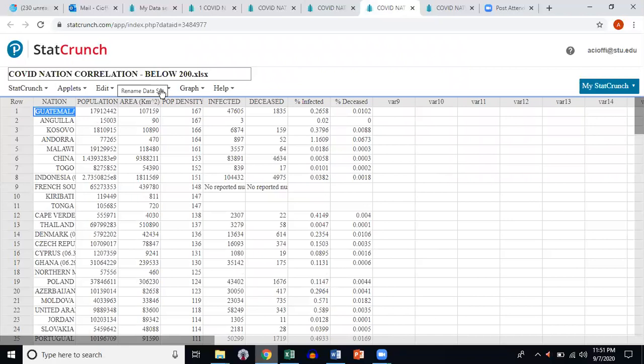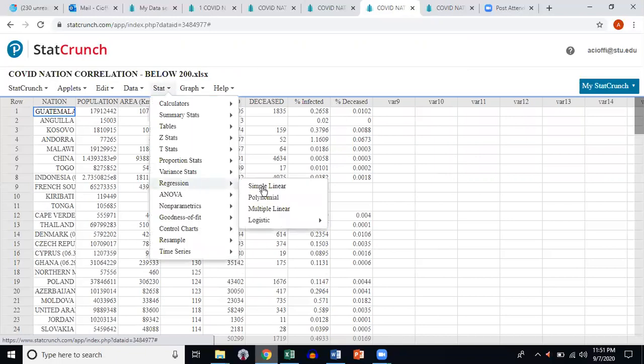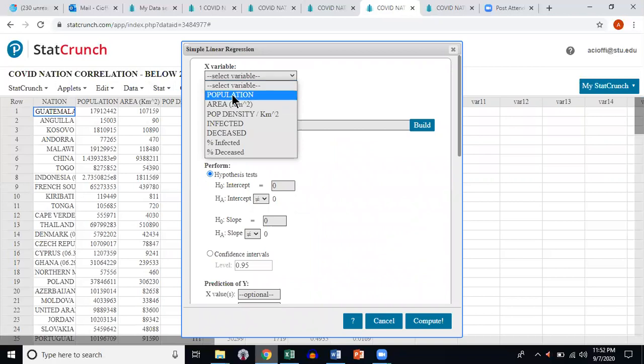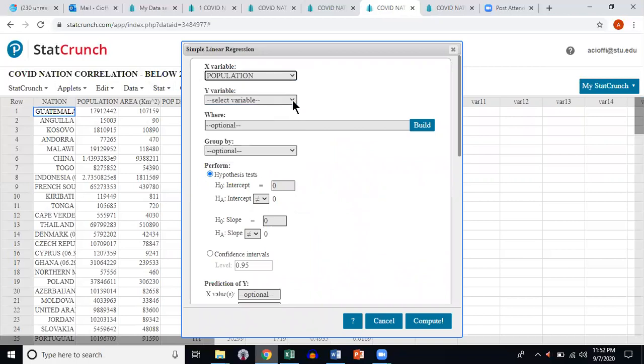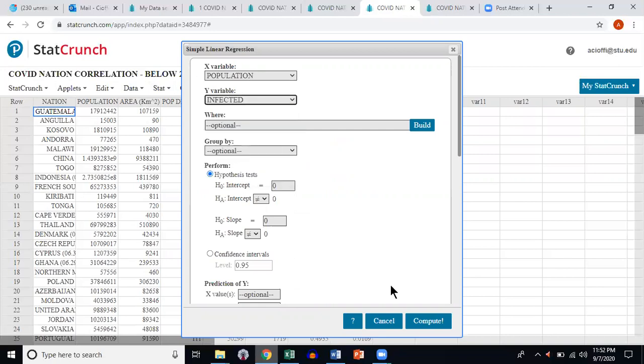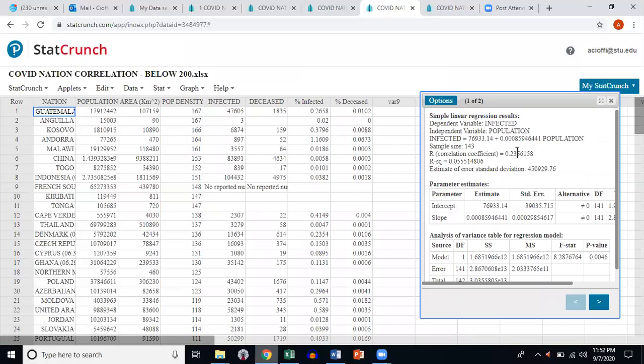I had done this calculation prior, but I delayed too much and it kicked me out. So I have to redo them here. Now we're going to do population of below 200 density versus infected. And now we get a correlation of 0.23. So not a very strong correlation between population and infected.